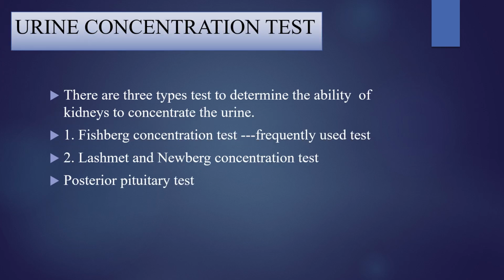And then the next one is the urine concentration test. There are three types of tests to determine whether the kidneys properly concentrate the urine or not. So there are three renal concentration tests or urine concentration tests. The first is the Fishberg concentration test. This test is frequently used. The next one is the Lashmet and Newberg concentration test, and then the third one is the posterior pituitary test.